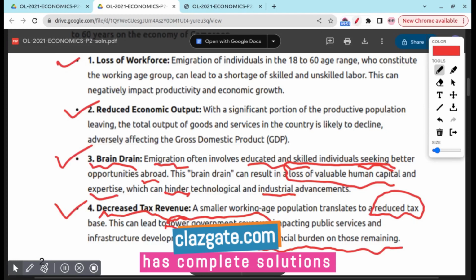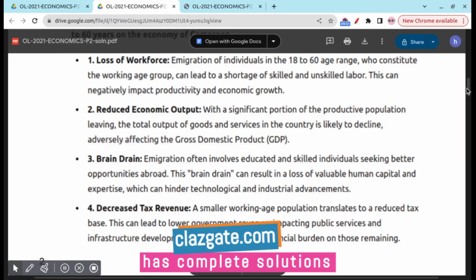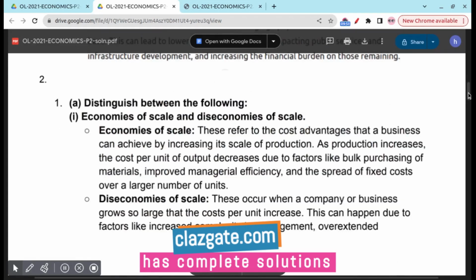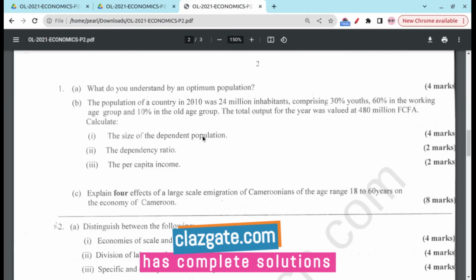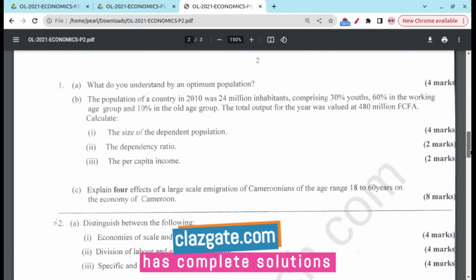What's the next one? So this is question two now. We're done with question one. Now we're answering any five. So this is already 20 marks. We have 20 marks here. So let's go to the next 20 marks.